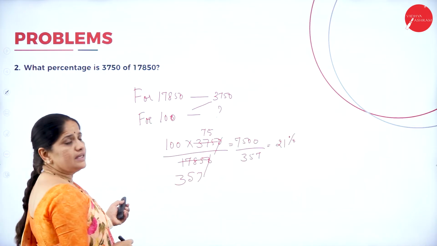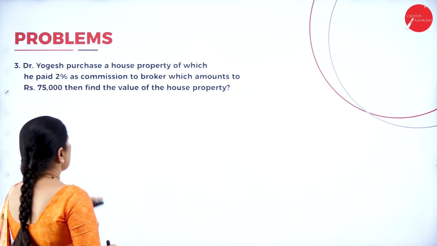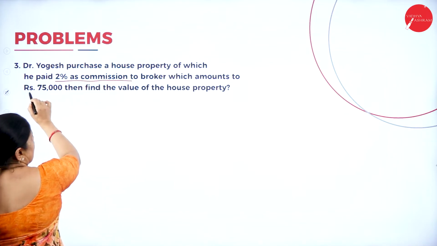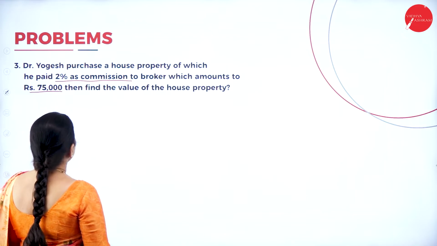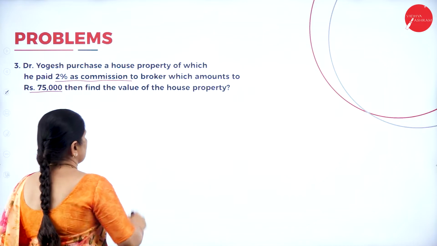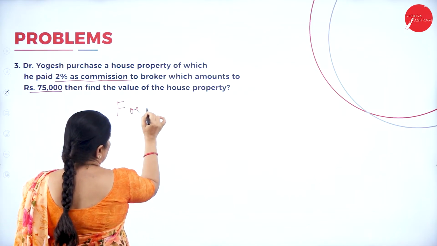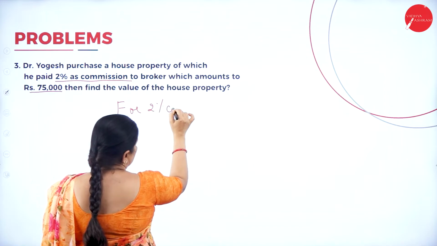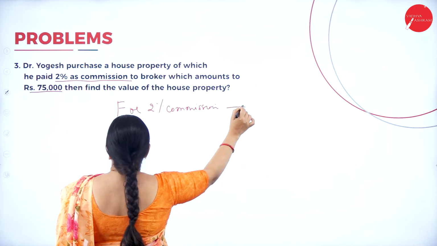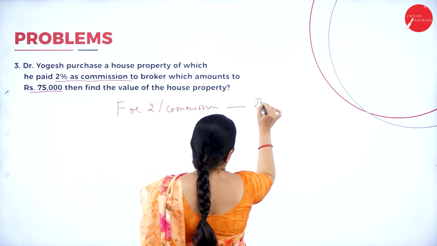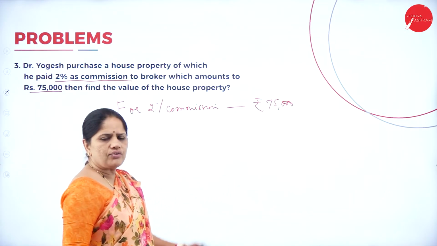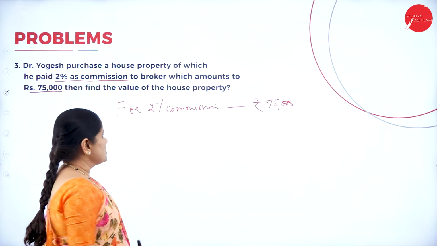Next problem here. Dr. Yogesh purchased a house property for which he paid 2% as commission, which amounts to rupees 75,000. Find the value of the house property. So, for 2% commission, how much has he paid? Rupees 75,000. Yes. So, for 2%, he has been paid 75,000.